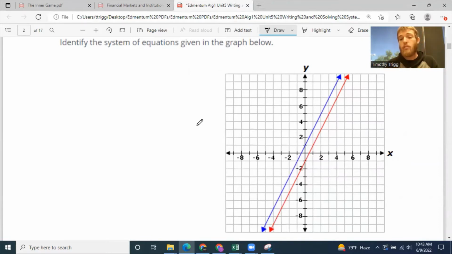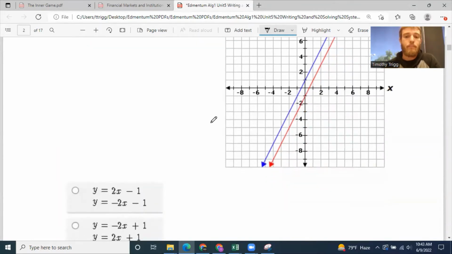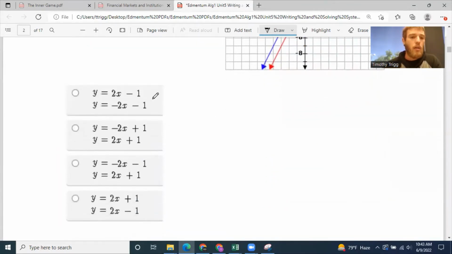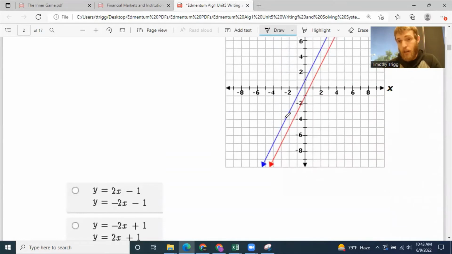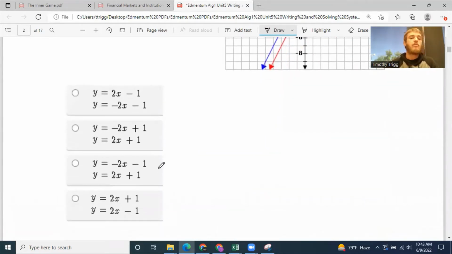So in parallel lines, that means they have the same slope, and it also means that their system has no solution because they don't cross each other. So these are parallel lines. Now, I don't even need to figure out these equations because when I take a look at these answer choices, I could just look at the slopes. Remember, parallel lines always have the same slope.